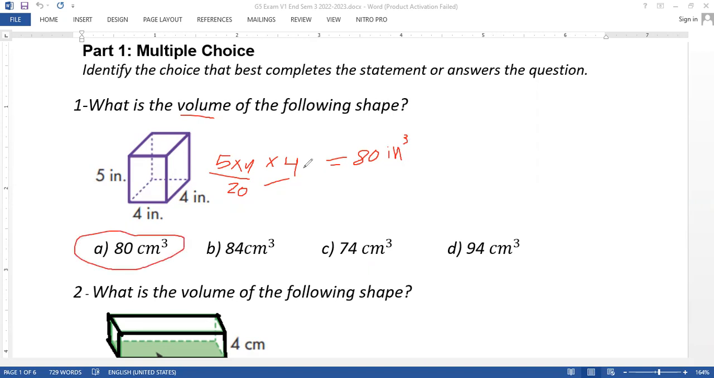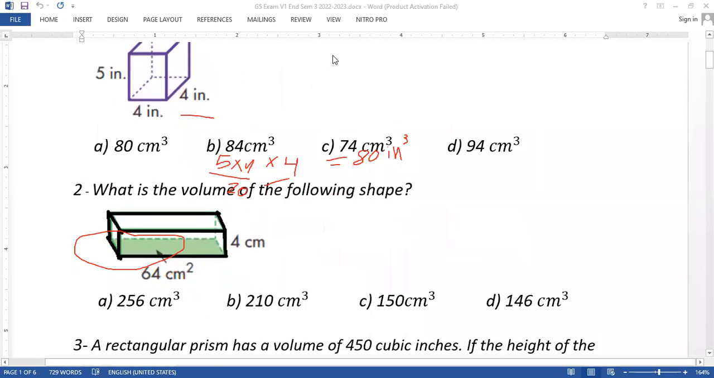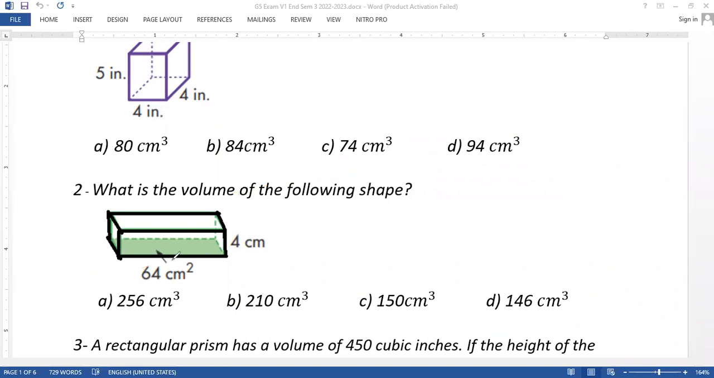What's the volume of the following shape? Same idea. But here we have area of the base multiply height. Because area of the base represents the length multiply width. So here, the area of the base, which represents the length multiply width, multiply by the height. So we multiply 64 by 4.